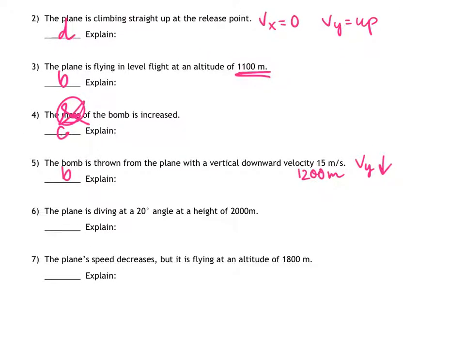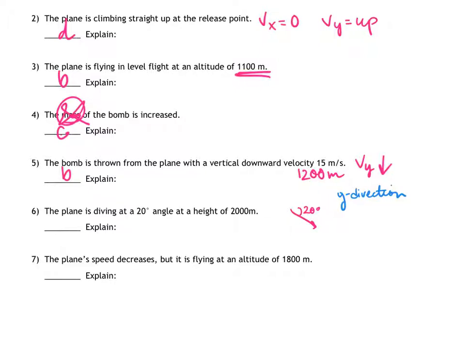Number 6, the plane is diving at an angle of 20 degrees at a height of 2,000 meters. So for this one, you actually have a little bit of math to do, don't you? So let's actually solve this problem here, just so you can see where our numbers are coming from. First, I want to figure out how much time that object is in free fall. Like a free fall problem, I'm going to start by analyzing my y direction.